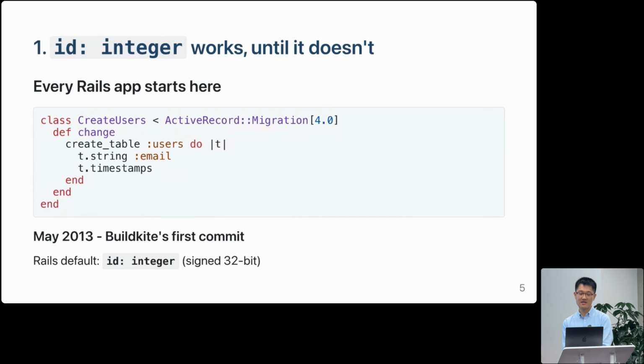So for Buildkite, in 2013, the first commit was made, and that was Rails 4.0. I think it was an RC version, if I recall correctly, RC1 maybe. And what we got was 32-bit signed integers. It wasn't until, I think, 2017, Rails 5.1, that big integers, the signed 64-bit integers, became the new baseline.